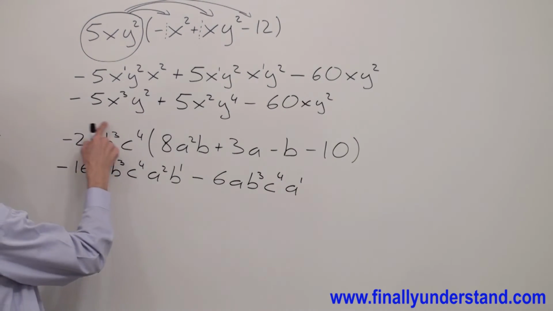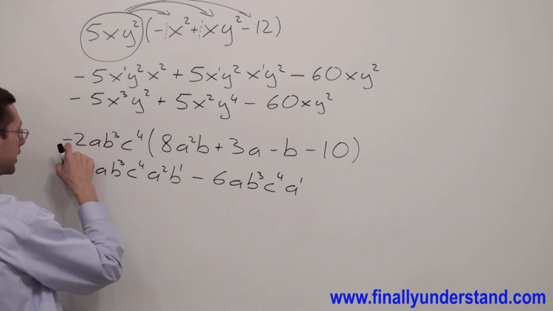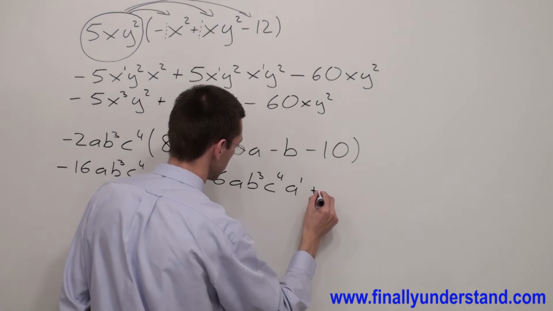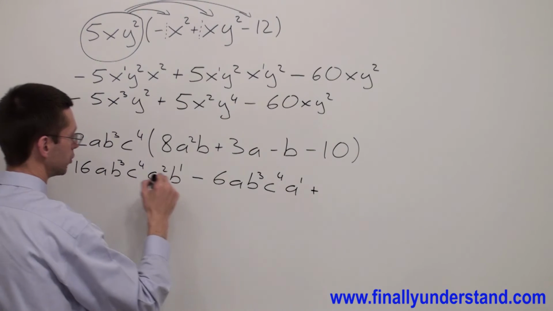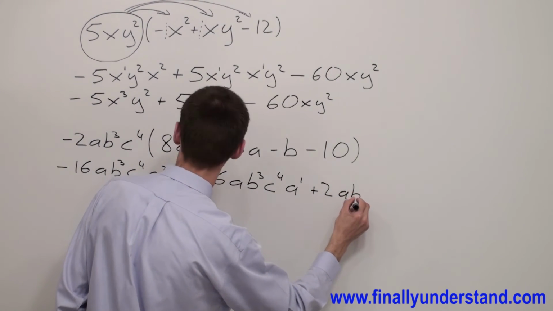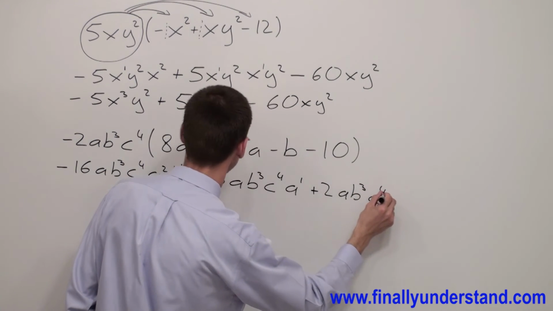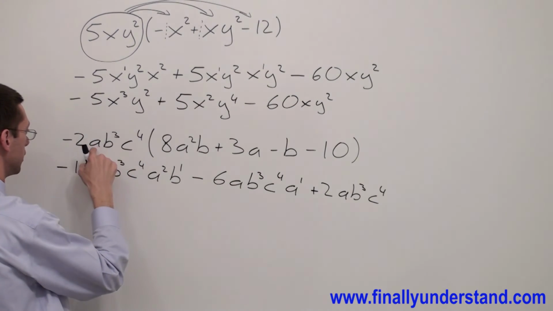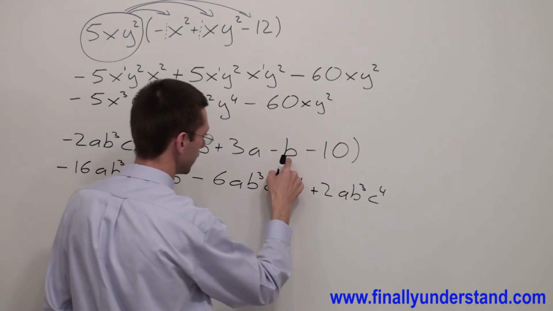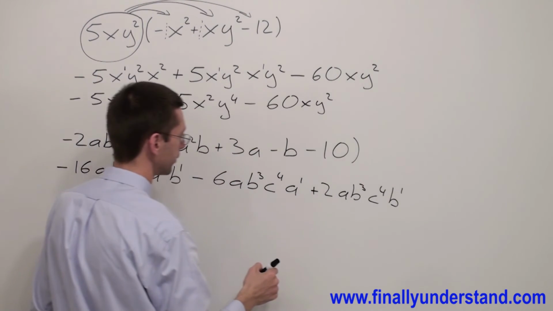Next, I have to multiply this term by negative b. Negative times negative gives me positive. Okay? And I'm going to have 2a, b to the third, c to the fourth. I simply copy everything, whatever I had over here, and multiply by b. Remember, b to the first.